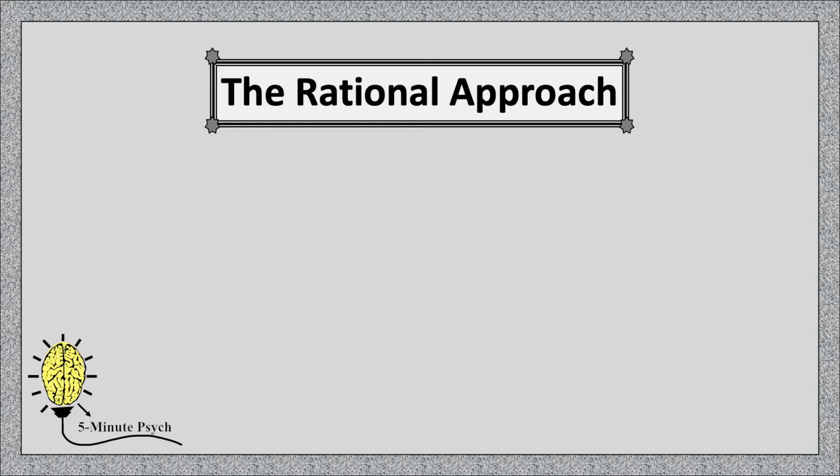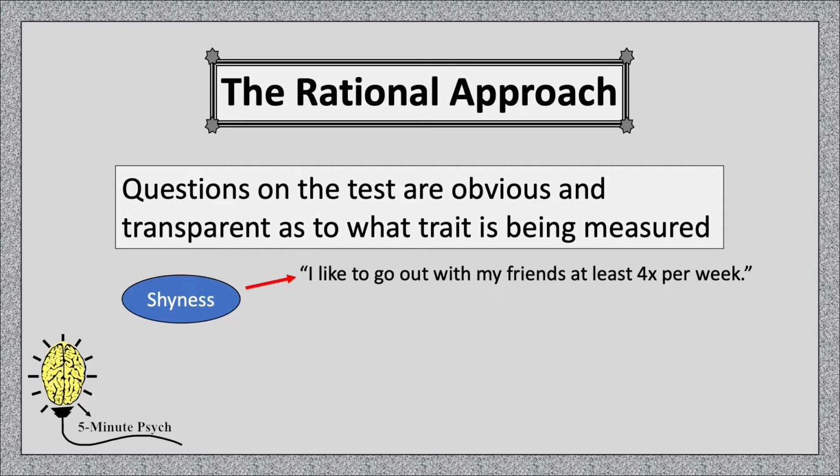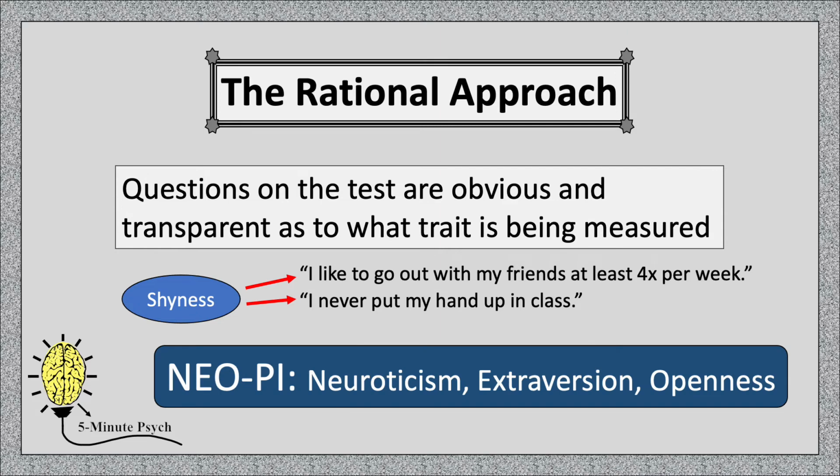With the rational approach, the questions are obvious and it's completely transparent as to what's being asked. If the test is measuring shyness, the questions will be directly related to shyness. Things like, I go out with my friends at least 4 times a week, or I never put my hand up in class. A popular personality test developed through the rational approach is the NEO-PI, which evaluates 3 of the 5 factors of the 5-factor model: neuroticism, extroversion, and openness.